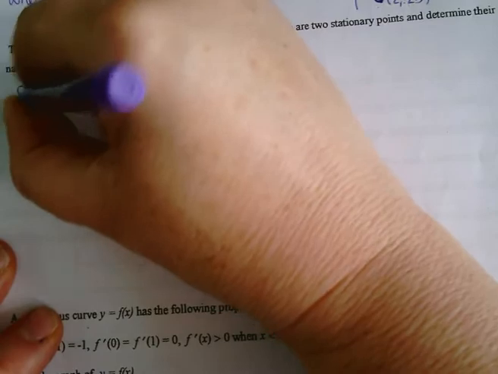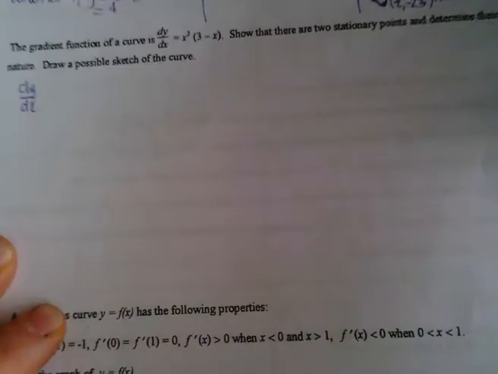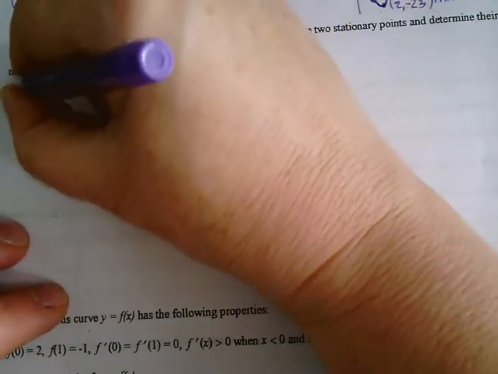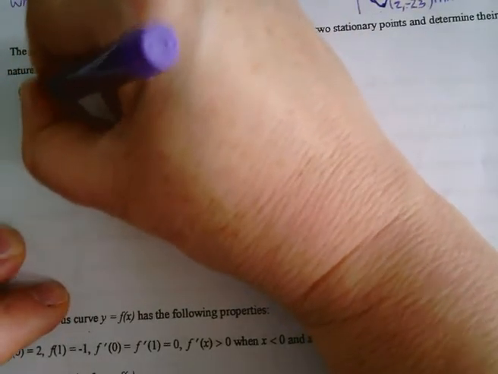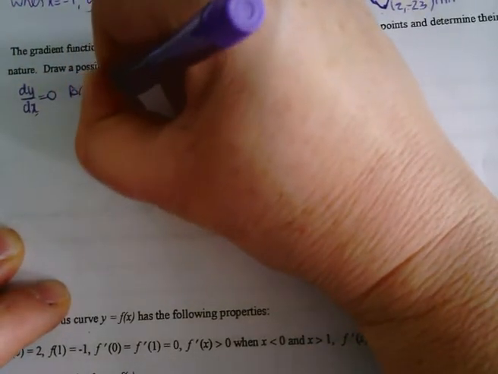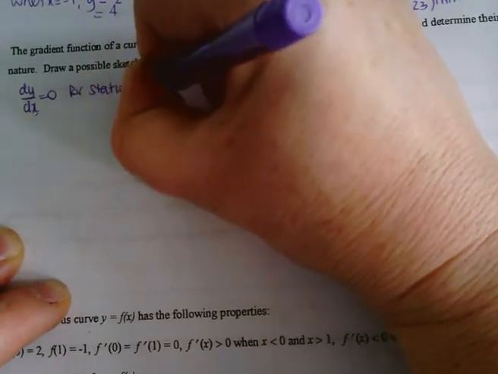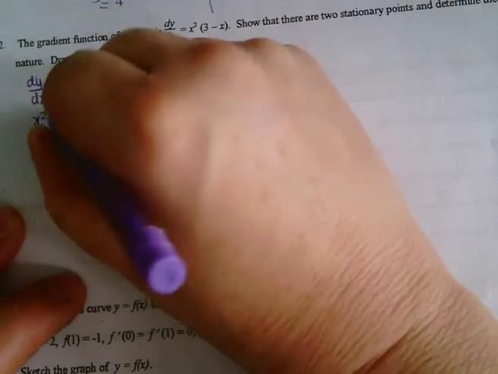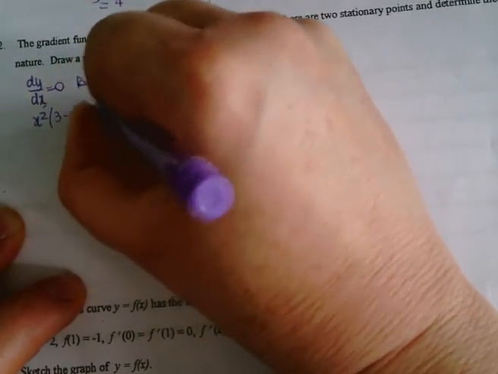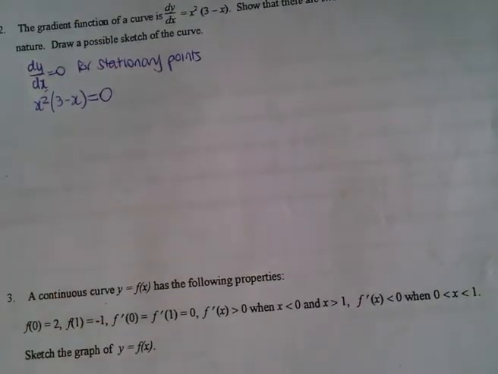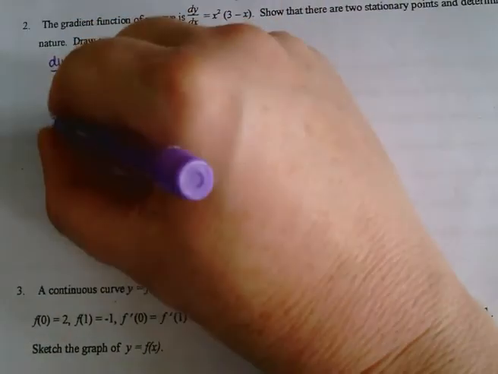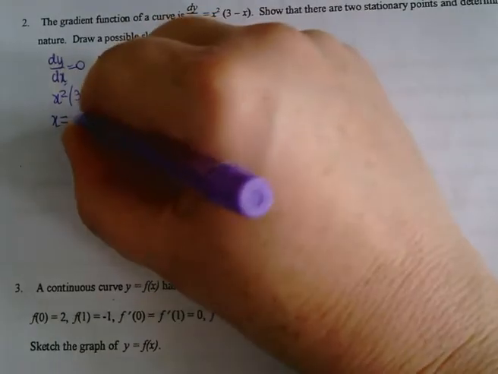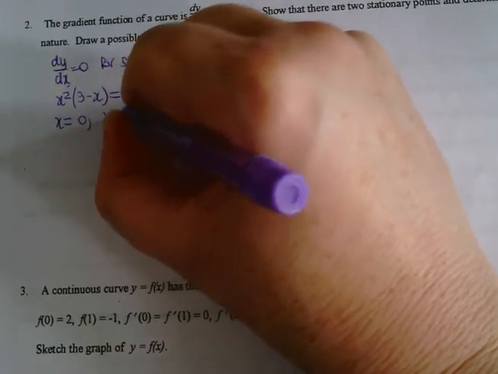So we've got dy dx. So we're going to put it equal to, yeah, sorry, no, I'll write that again. dy dx equals 0 for stationary points. So therefore, we put this equal to 0. x squared bracket 3 minus x equals 0. So you tell me what the values of x that give you 0 are. x is 0 and x is 3.